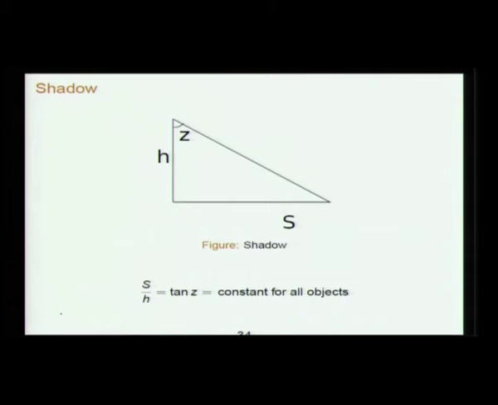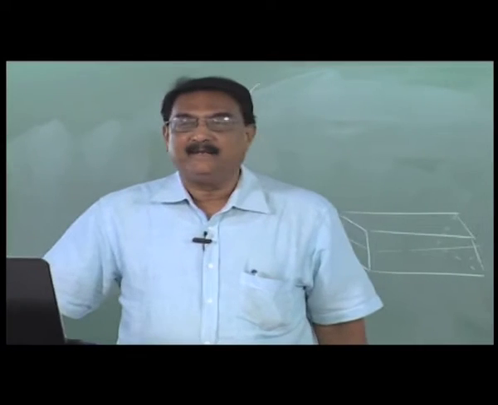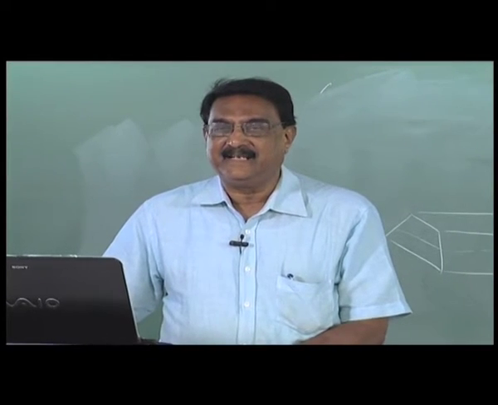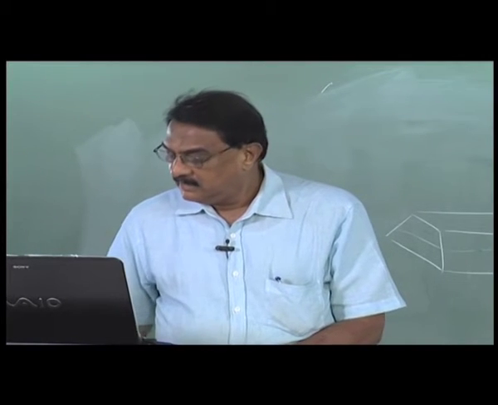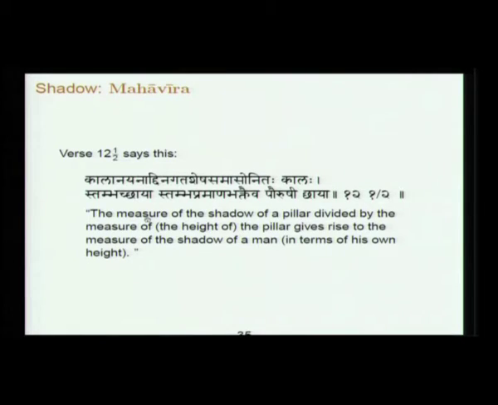Then the shadow will continue. He will note from this that the shadow divided by height is constant for all objects. Naturally, because this ratio depends only on the angle at which the sun's rays are hitting, it is constant for all objects.